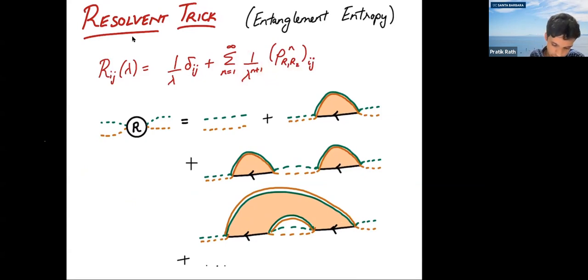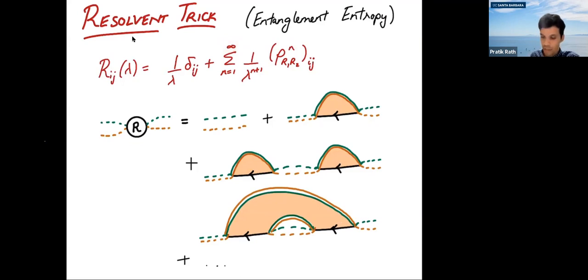And diagrammatically, this looks like the following. There's a leading delta ij term, which is just represented by these index lines. Then we have some term which has rho to the first power. So we have one asymptotic boundary and all possible geometries, which is just this disk that fills it. Similarly, we have terms corresponding to two asymptotic boundaries, which come in two kinds: the disconnected one and the connected one, and so on. And so forth, we'll have to sum all the way up to infinity. And this is not a very convenient way to sum it.